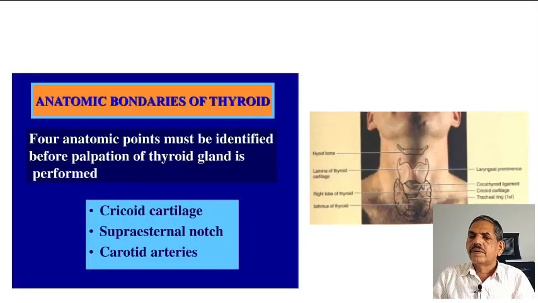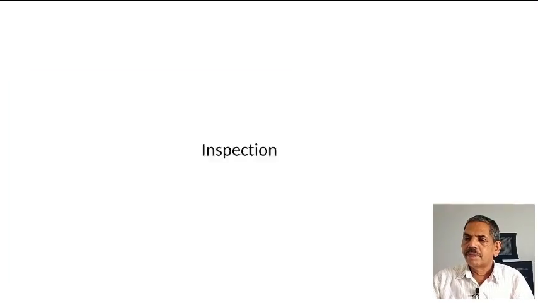Now, we have to remember 4 boundaries when you are going to palpate the thyroid gland. These boundaries are: the cricoid cartilage superiorly, the suprasternal notch inferiorly, and the 2 carotid arteries lying on either side.